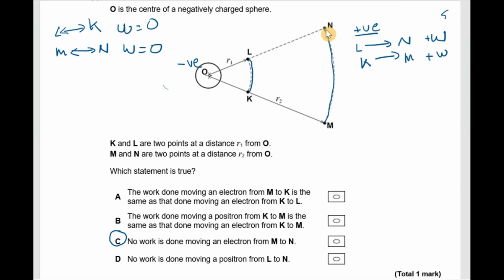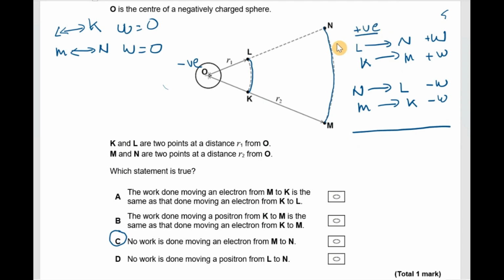However, if I start off with a positive charge at N, work will be done on it by this negative charge. It will be accelerated from N to L. So if I say, again, still thinking just of the positive charge, move it from N to L, we can say the work done is negative work. And again, from N to K, negative work.